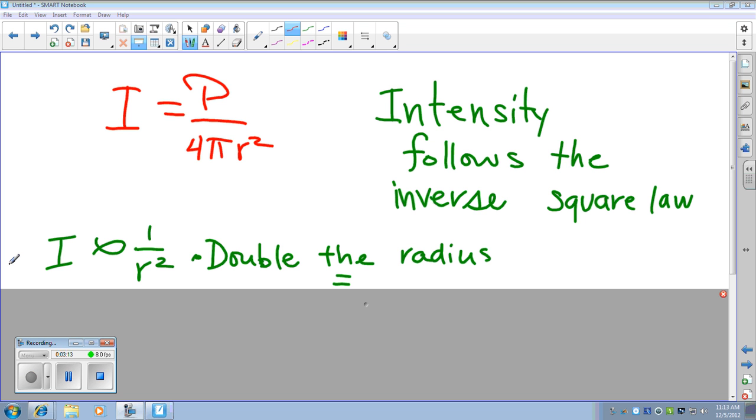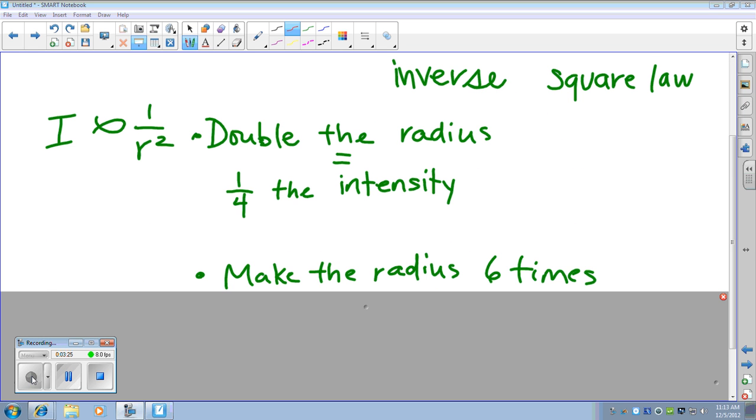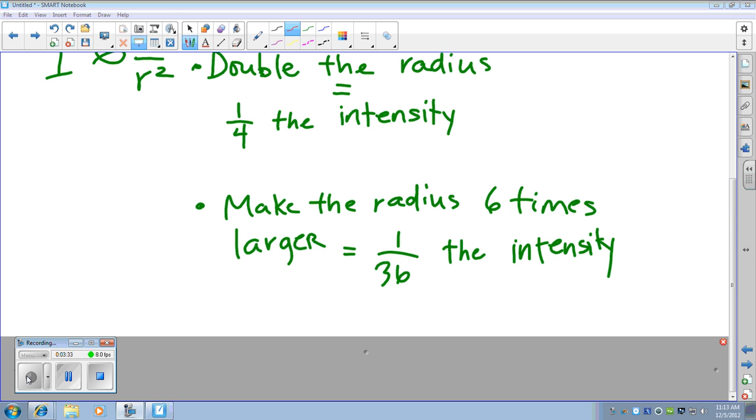So let's think of an example. If I double the radius, what will happen to the intensity? The intensity will get weaker, of course, but more specifically, it will be 1/4 of the original intensity. If I make the radius 6 times larger, what will the intensity be? In that situation, it would be 1/36 of the original intensity.